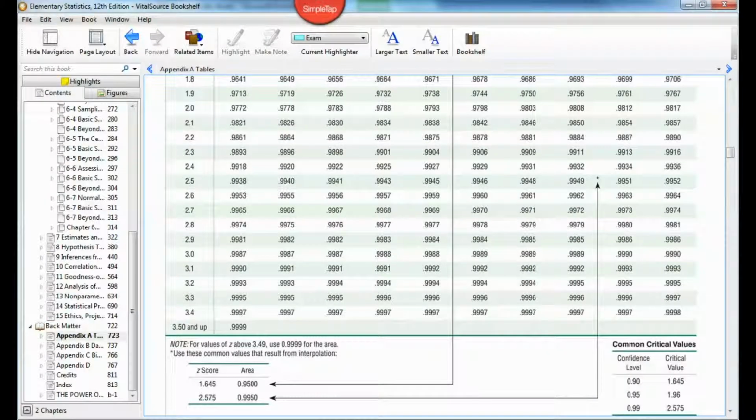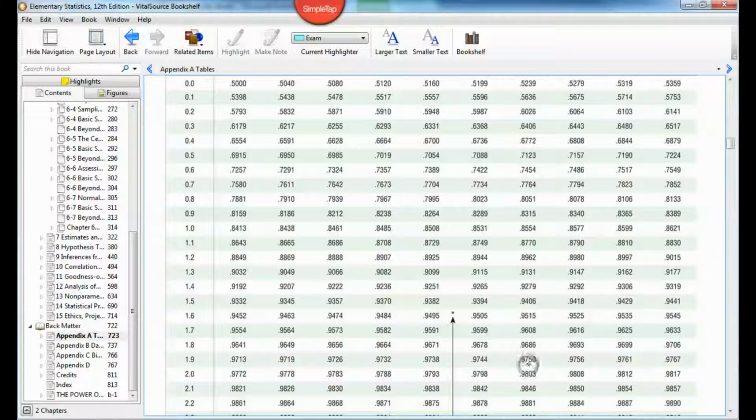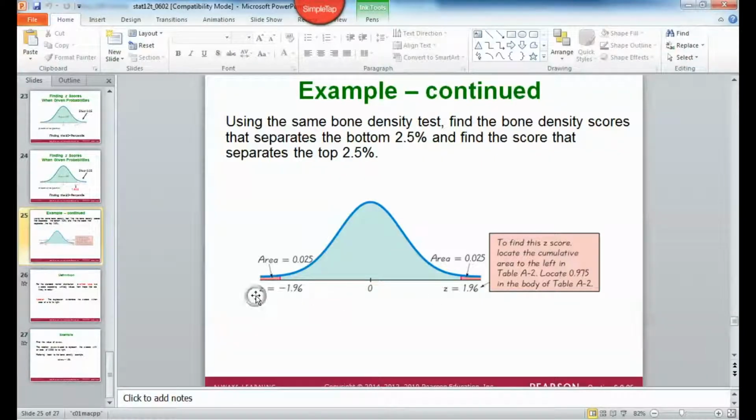Let's see. 0.975. Right there. So you need to figure out which column that was. I bet that's the 6th column. So that's the 6th column. And then 1.96. All right. So that's how you find those z-scores. The bottom, we would look at the value 0.025 as an area and then see what z-score it was. That would be negative 1.96. The top, to find this area, you have to say 1 minus 0.025 because the area in the table is cumulative from left to right.